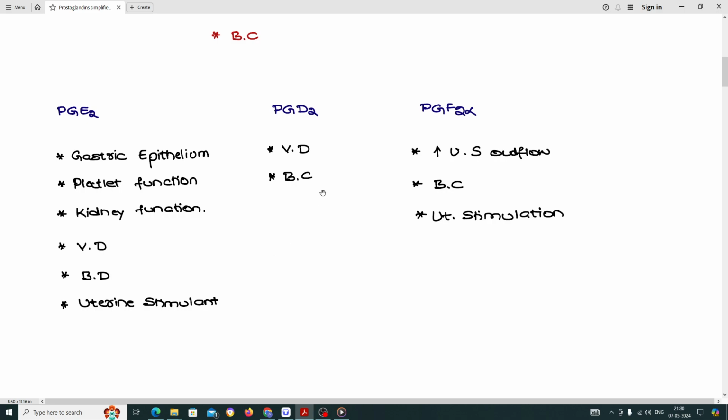On the other hand, PGD2 is responsible for vasodilation, but you should be very careful if a patient has say bronchial asthma, because it leads to bronchoconstriction.